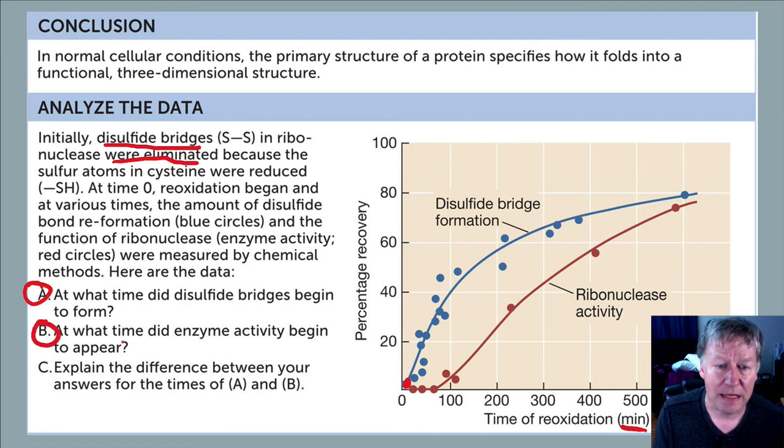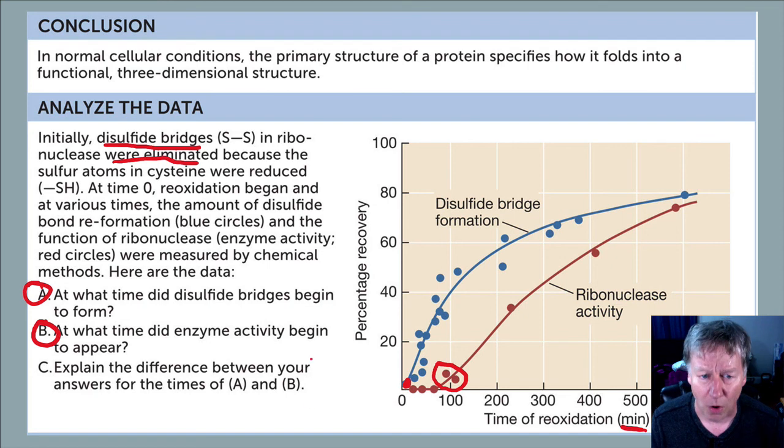At what time did enzyme activity begin to reappear? Enzyme activity didn't really start appearing until right here. About 100 minutes in before we really started getting any enzyme activity at all. So why? C asks, why is there a difference? I mean, disulfide bridges are forming, why don't we have the enzyme working again?